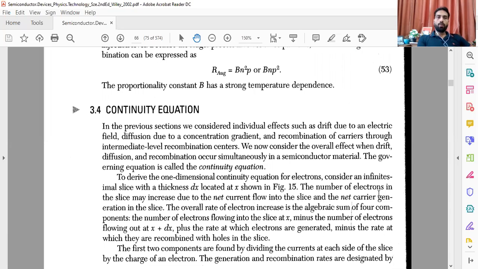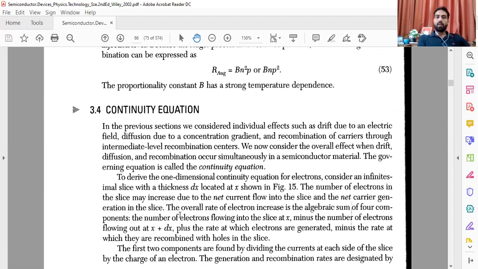The number of electrons in the slice may increase due to the net current. Obviously, if we have a complete piece and we take a slice, then on this slice we have a certain number of charge carriers. And why will there be charge carriers? When electrons pass from here to here, that is, the movement of charge is the responsible phenomenon that constitutes current. We can talk about it vice versa, these are the vice versa phenomena.